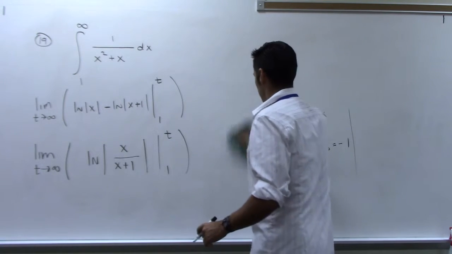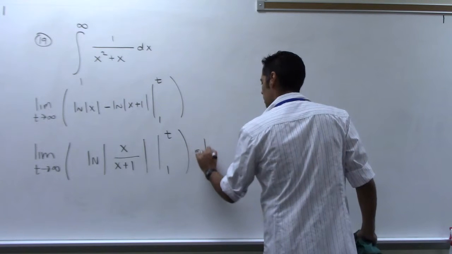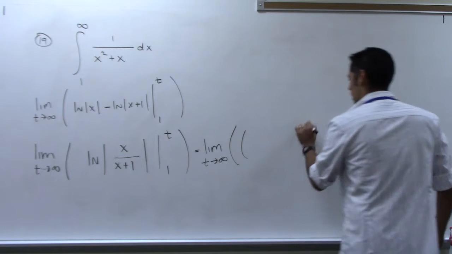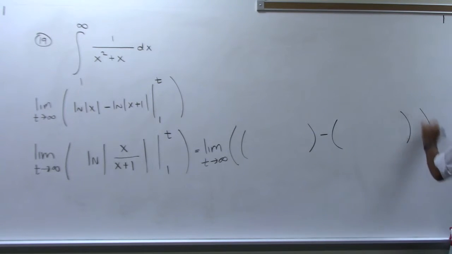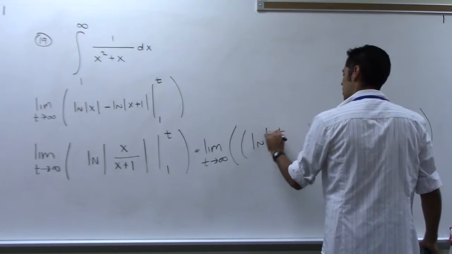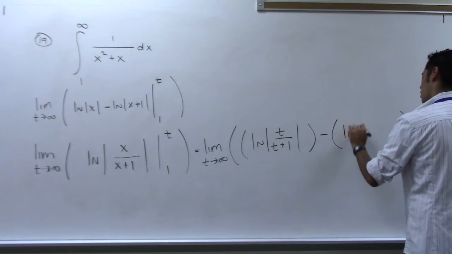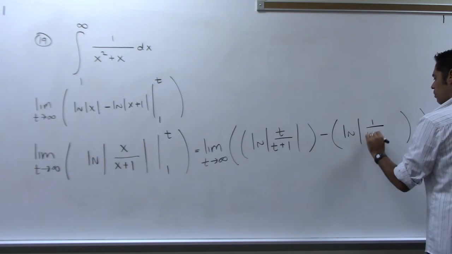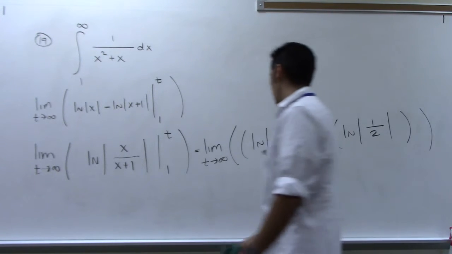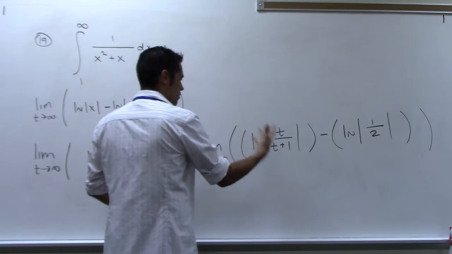And now this turns into two pieces. So limit t goes to infinity of, got two things being subtracted here. So first let's plug in t. You get natural log t over t plus 1. Then we plug in 1, you get natural log of 1 over 1 plus 1 is 2, so 1/2. All right, when we let this limit t go to infinity, we get infinity over infinity. We need to figure out what that is.